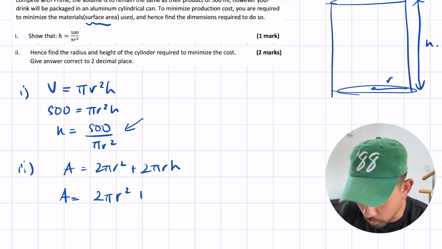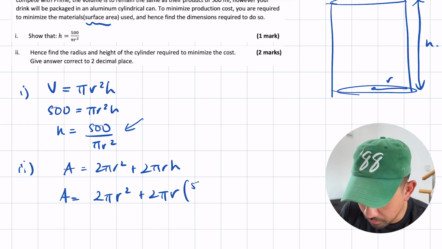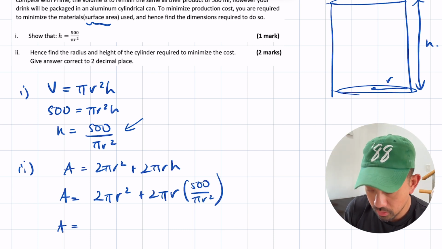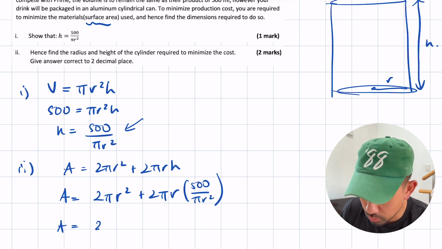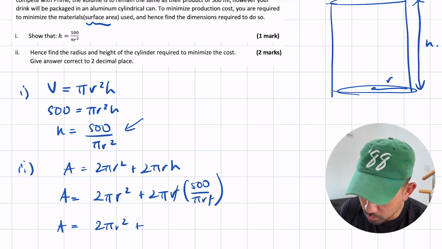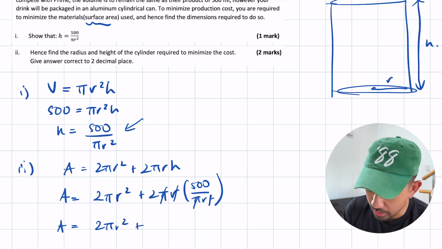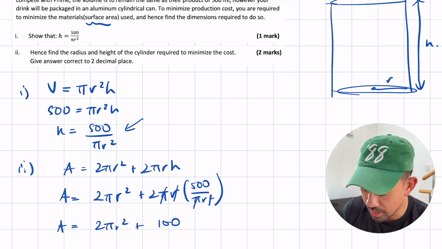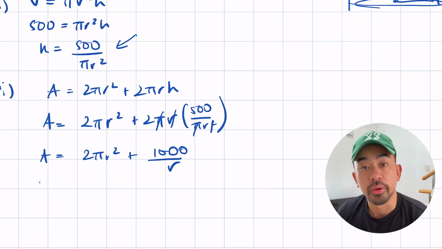That way we can get all the variables in terms of r. So 2 pi r squared plus 2 pi r times 500 over pi r squared. All right, simplify this down. So you get 2 pi r squared plus, this r and that r will cancel, this pi and that pi will cancel. So 2 times 500 is 1,000 over r. Okay, so now we can differentiate.